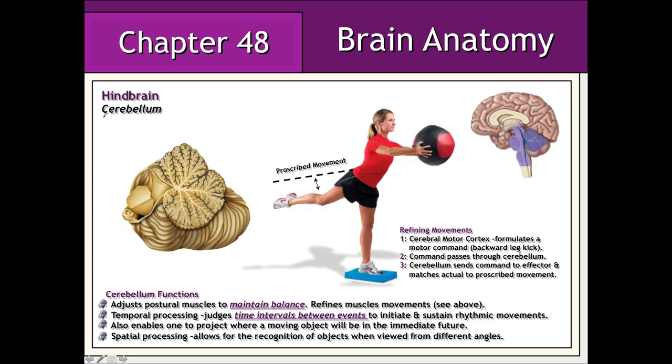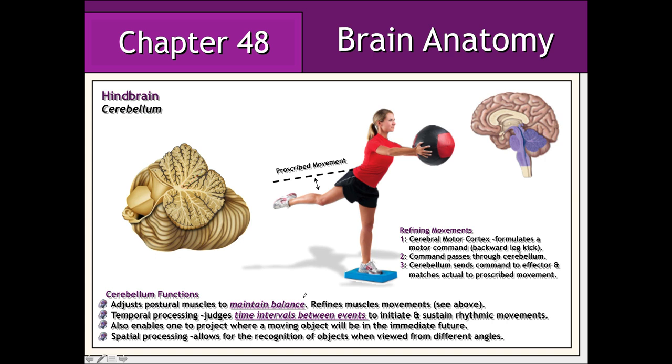In addition to the medulla and the pons, the hindbrain also includes the cerebellum. The cerebellum is the second largest region of the brain, and as we can see, it is highly folded or convoluted and has the highest concentration of neurons anywhere in the brain.